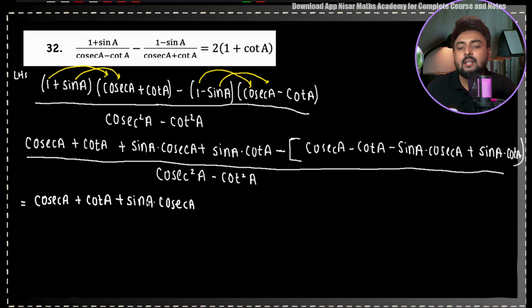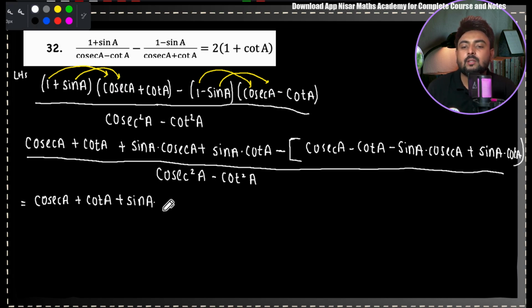Yes, children, now here I can see this sin and cosec are reciprocal to each other. So what I'll do, I'll make that change here only, so that our steps will reduce. So cosec is a reciprocal of sine. So here this sin will get cancelled. Plus then we have sin A cot A.